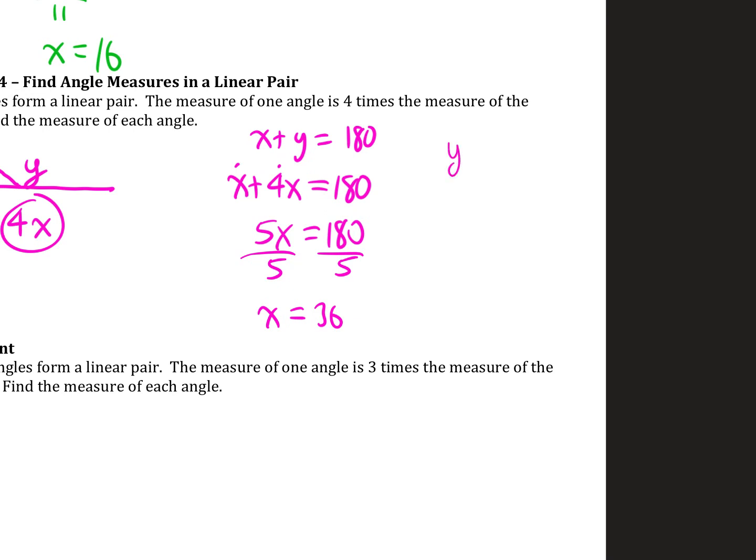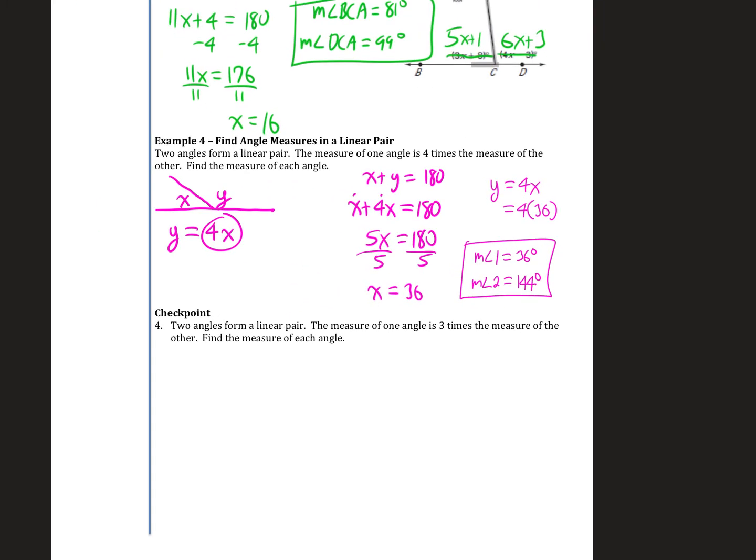Well, y is equal to 4x, right? But x is 36. So we have 4 times 36. So we have measure of angle 1 is going to equal 36 degrees, what was x, and measure of angle 2, which is y, is going to equal 4 times 36, which is 144 degrees, okay? And those make up 180 degrees, so we did it right. Okay? All right, why don't you guys try the second example, the checkpoint on your own. It's the same thing, just a little bit different numbers.